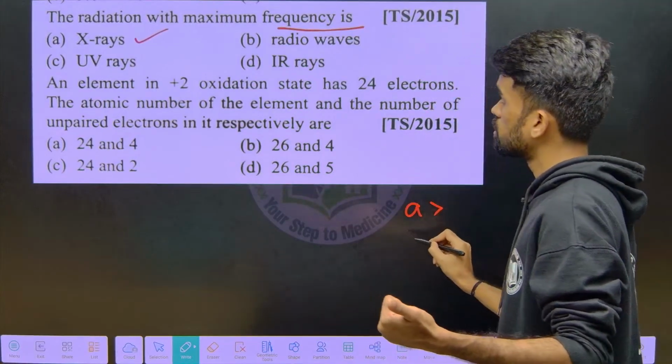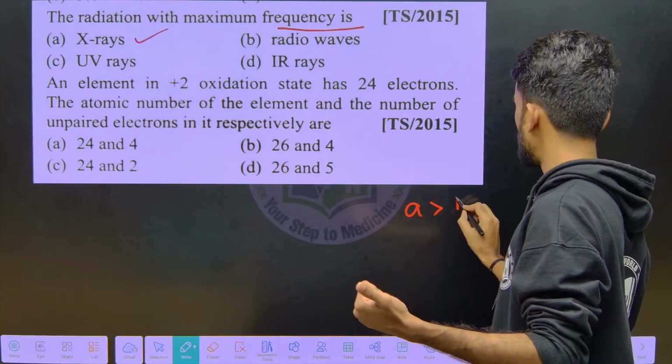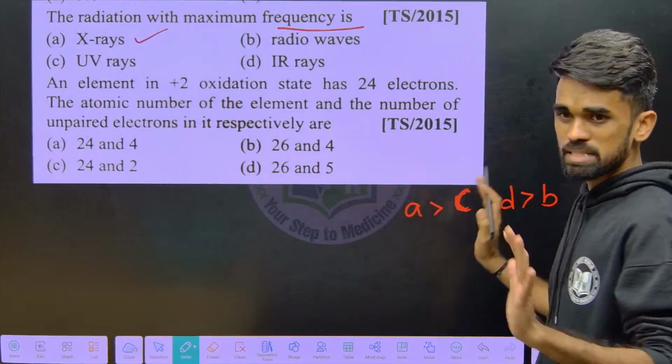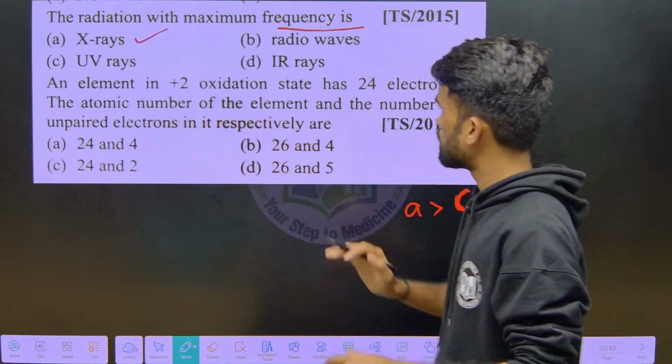A, U, B, C, A, C, D, B. Okay, basic. Okay, next. This is also one basic question we have. Tell me.